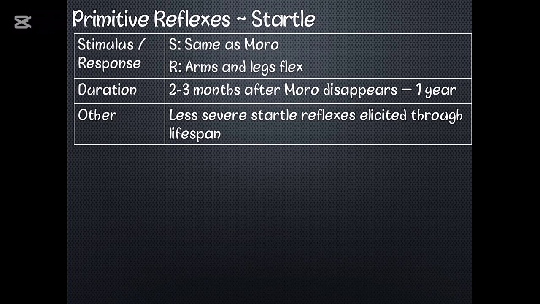Okay, so what is startle reflex? This is same as Moro reflex, but the difference is that here there is flexion of arms and legs. And this reflex appears 2 to 3 months after Moro disappears, and it lasts till 1 year. And throughout the lifespan, this is less severe.